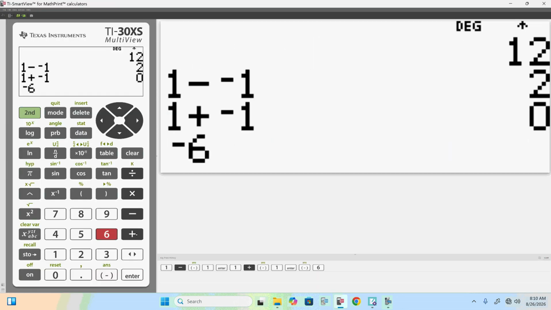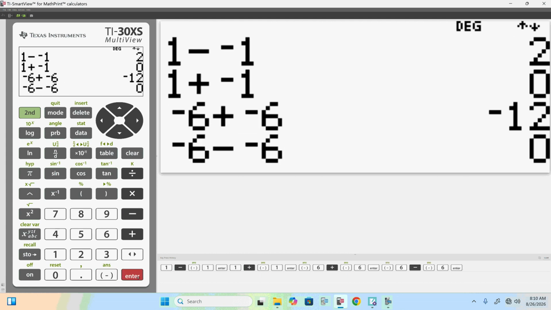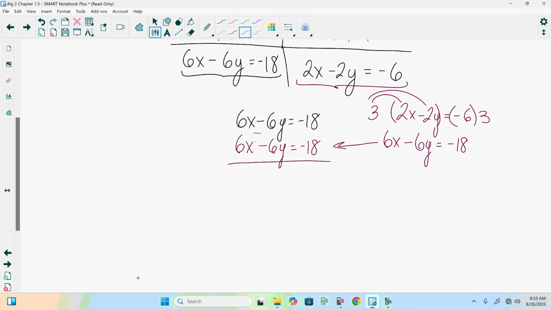Now again, we can't plug the variables into the calculator, but I can do the coefficients, our numbers in front of the variables. The calculator will do those just fine. So we know we have to subtract all the way through. Because negative 6y minus negative 6y is indeed 0, yes? 6x minus 6x is 0. Negative 18 minus negative 18 is 0 equal to 0.